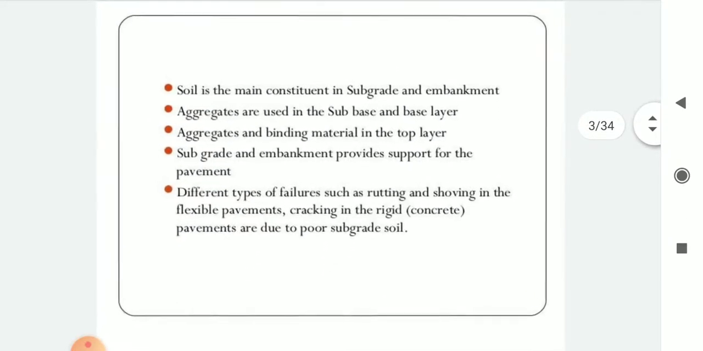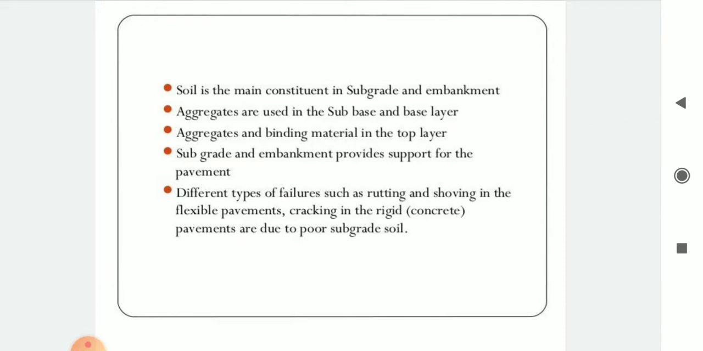Soil is the main constituent in subgrade and embankment. Aggregates are used in the subbase and base layers, and aggregates with binding material in the top layer. Subgrade and embankment provide support for the pavement. Different types of failures, such as rutting and shoving in flexible pavements and cracking in rigid, that is concrete, pavements, are due to poor subgrade soil.